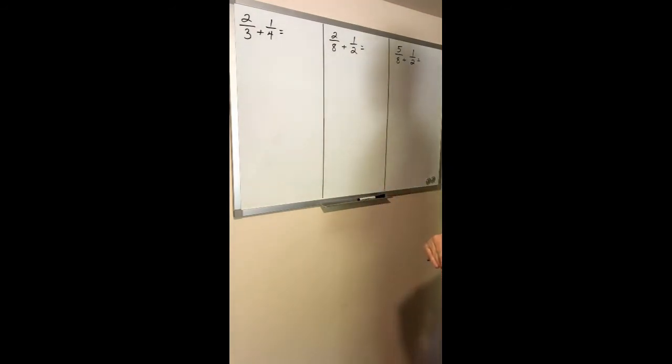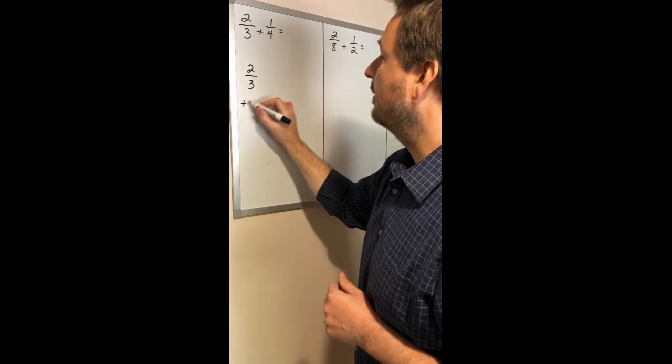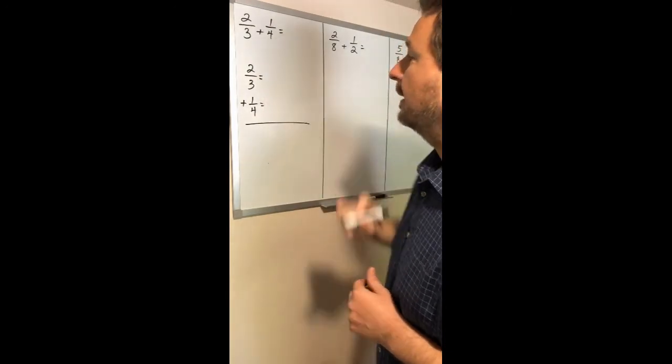You're going to notice that that problem is written horizontally. So on your piece of paper, let's write that vertically. It makes it a lot easier to solve. So 2/3 plus 1/4, and let's set it up like that.